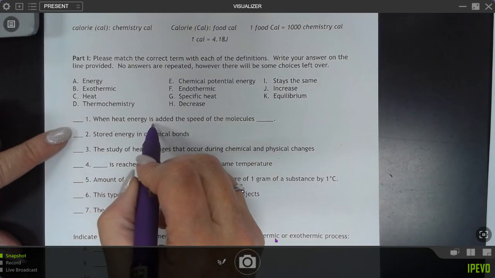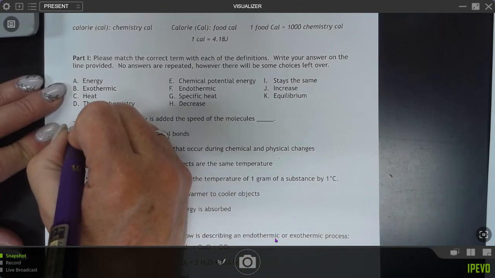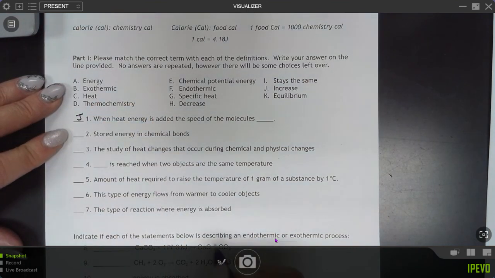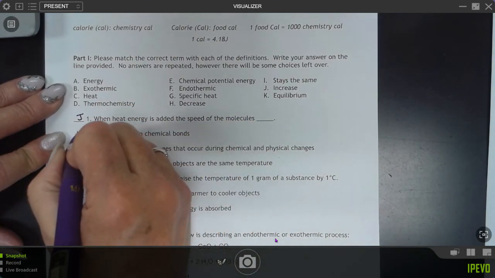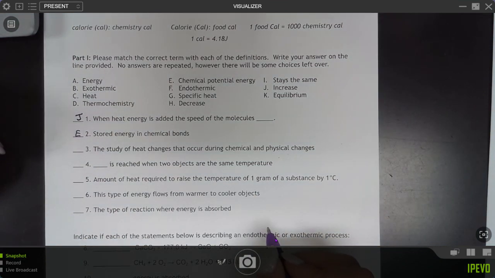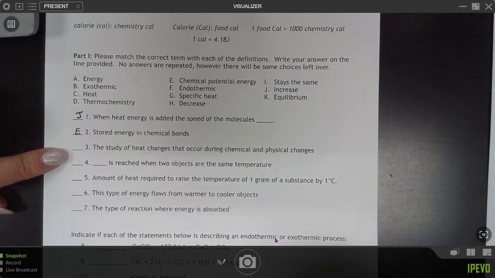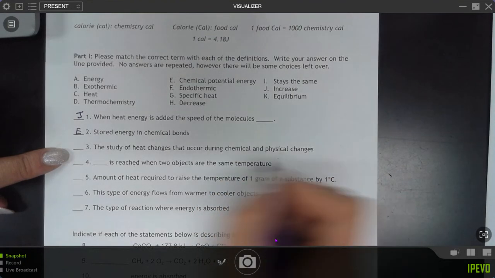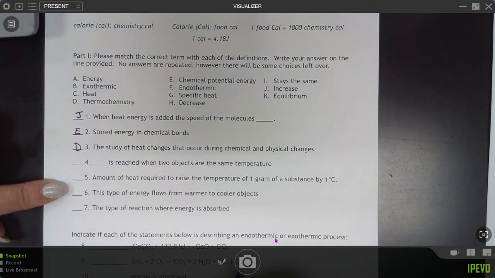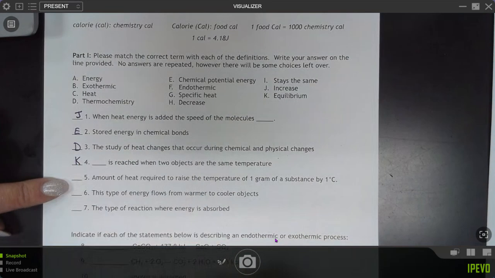When heat energy is added, the speed of the molecules increases. All right. Heat always speeds things up. Stored energy in chemical bonds is chemical potential energy. It's potential because it's in the bonds and it's released when those bonds are formed. So it's stored in the bond. The study of the heat. In other words, what are we studying in this unit? We're studying thermochemistry. When two objects are the same temperature, we call that equilibrium.